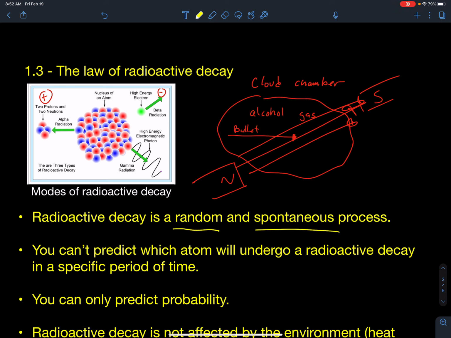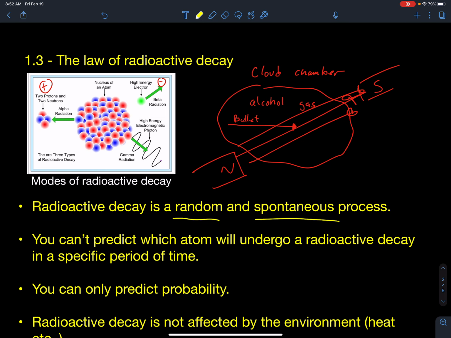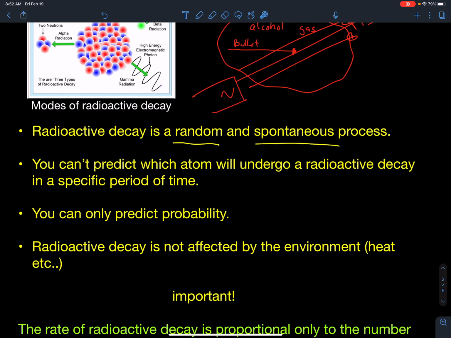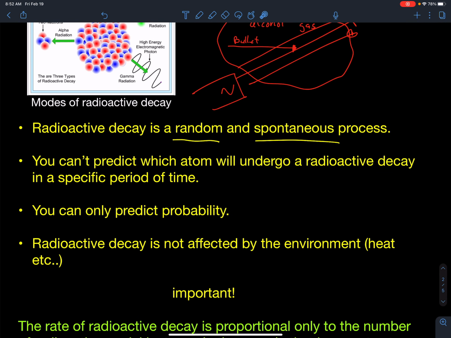And that you can't actually say which atom is going to explode in a nuclear substance, a radioactive substance. You can only predict which atom will undergo radioactive decay in a specific period of time. Or you can't predict, sorry. You can predict the probability, okay? And so radioactive decay, the other interesting thing is I can't affect it by environment.